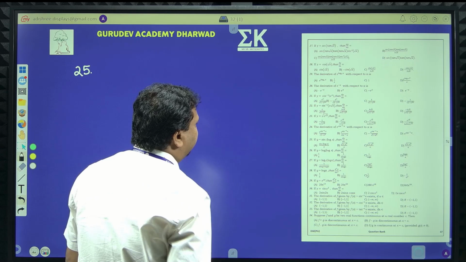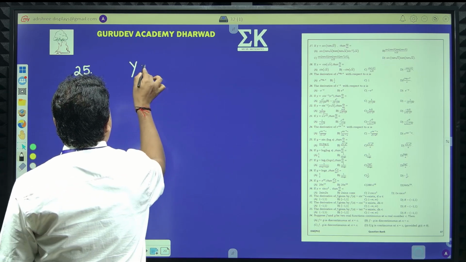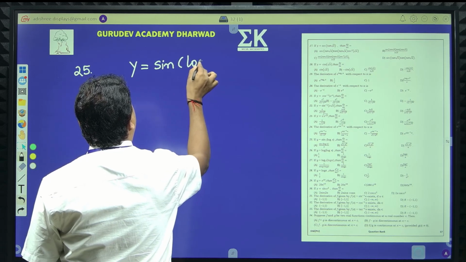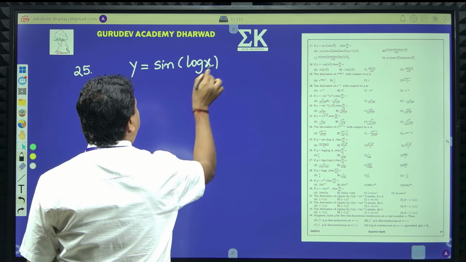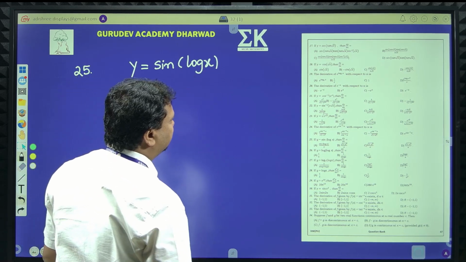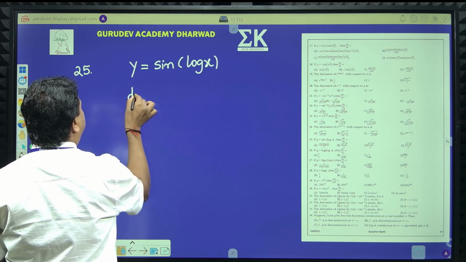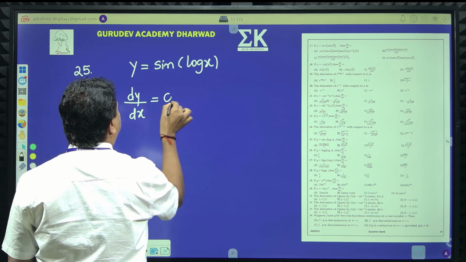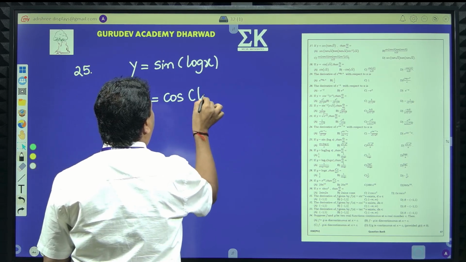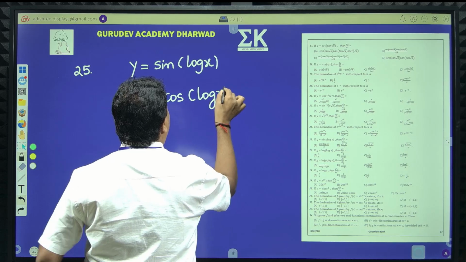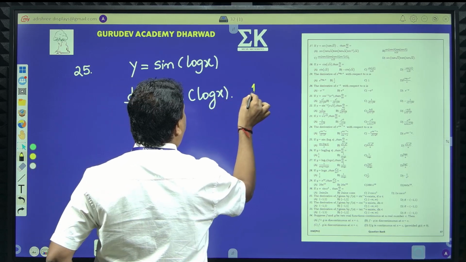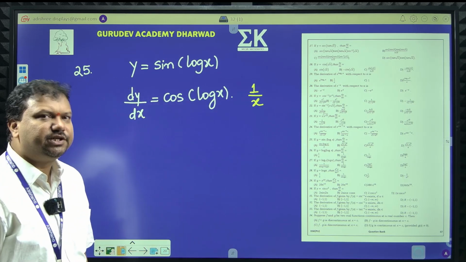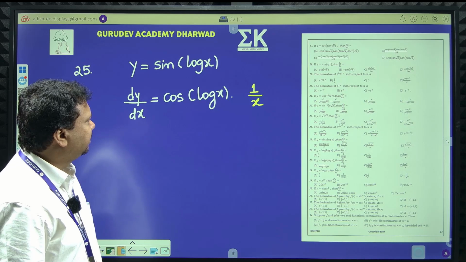Question number 25. If y is equal to sine of log x, then what is dy by dx? The derivative of sine of log x is cos of log x into differentiation of log x, which is 1 by x, isn't it? It's absolutely the sin g of x formula we are using, right?